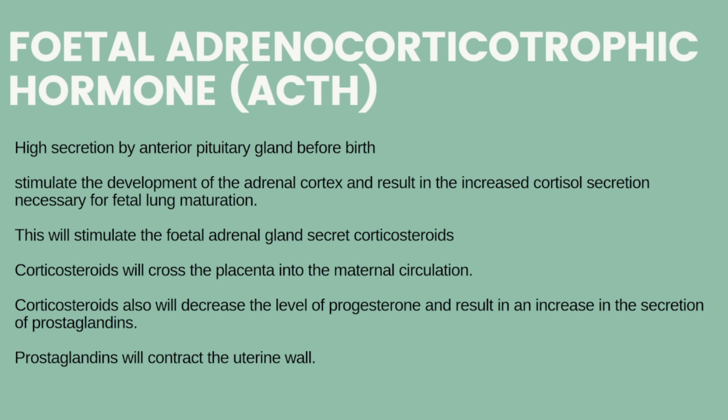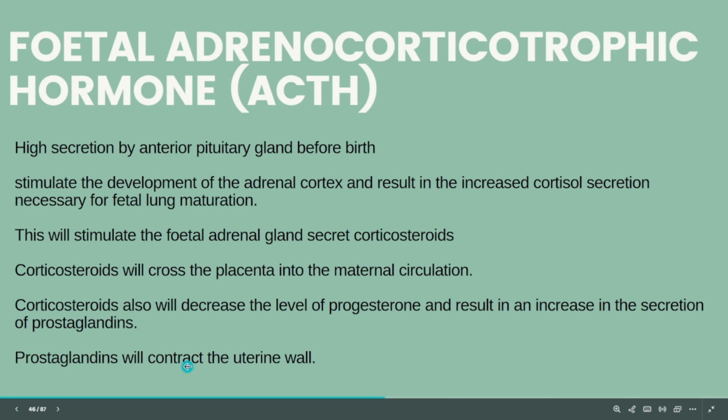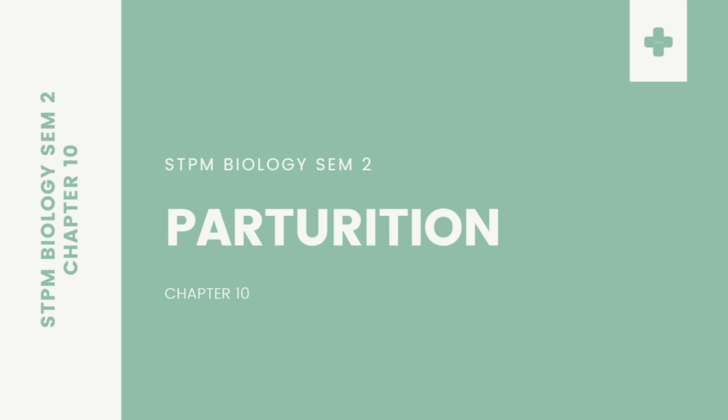Okay, then there is another hormone. This one is ACTH. Normally this one is secreted by the anterior pituitary gland before birth. It stimulates the development of the adrenal cortex and increases cortisol secretion for fetal lung maturation. It also stimulates the fetal adrenal gland to secrete corticosteroid into the maternal circulation, decreasing the level of progesterone and resulting in increased secretion of prostaglandin. And prostaglandin will contract the uterine wall. So this is just the function of ACTH. Next we go through the parturition process.